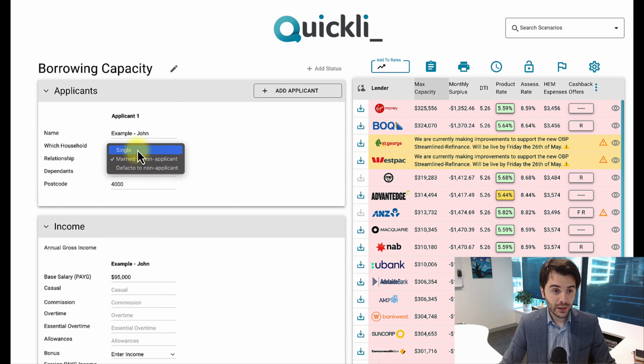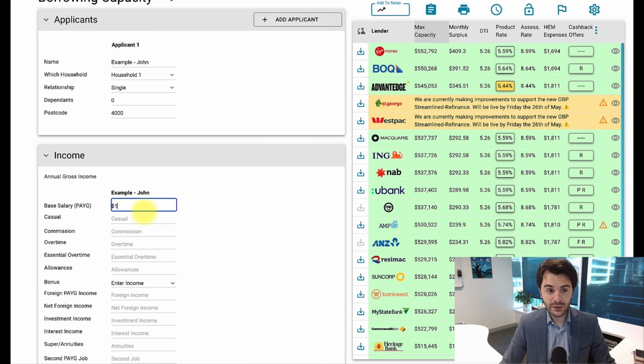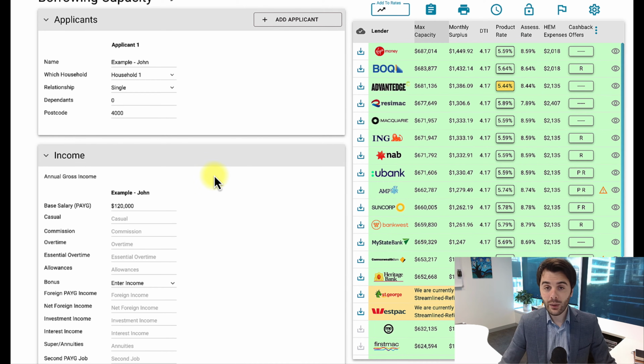Next, the banks will look at his income. So in this case, the higher John's income is, the more he's able to borrow. And the equation is pretty simple: income minus expenses equals surplus. The higher that surplus is, the more John is able to lend.